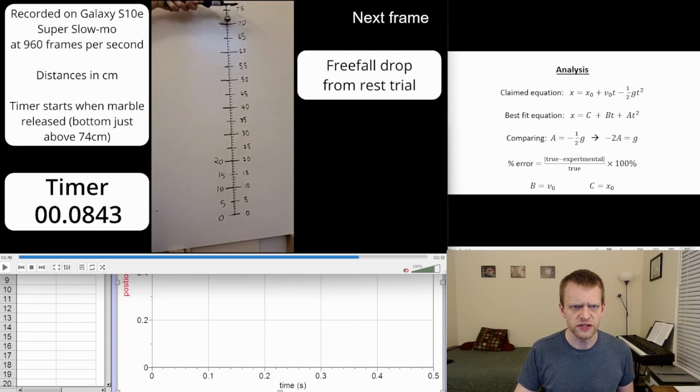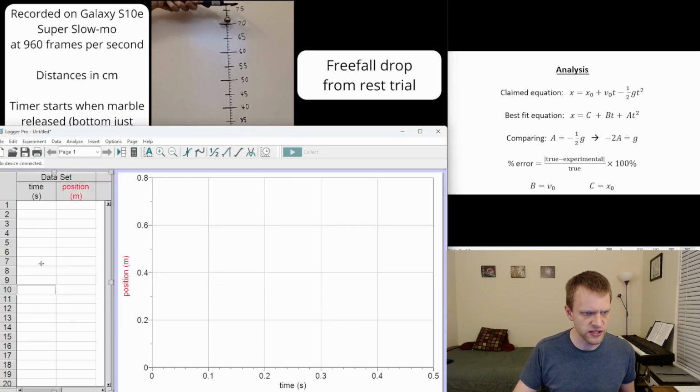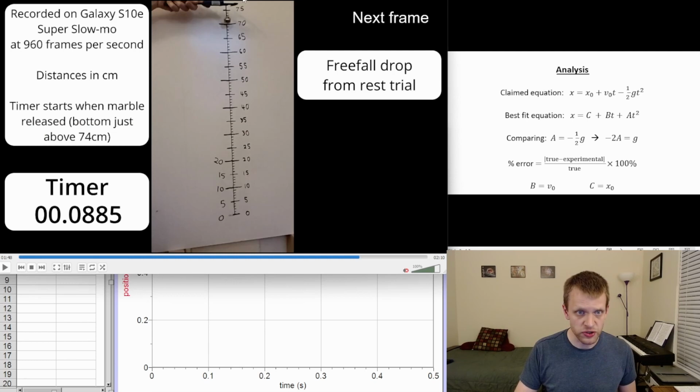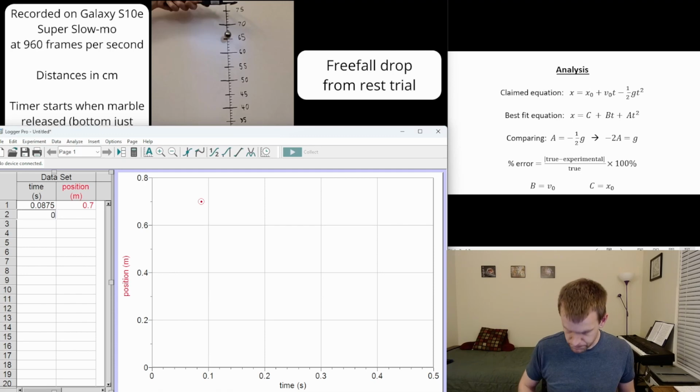So let's go to the 70 centimeter point. Right when the bottom of the ball is at 70 centimeters, that time is 0.0875. Position is 0.7. And again, we're basically going to be going through these different cases in the same kind of way. So moving to 0.65 meters, we've got our time of 0.1312. And let's just take a whole bunch more of these measurements.